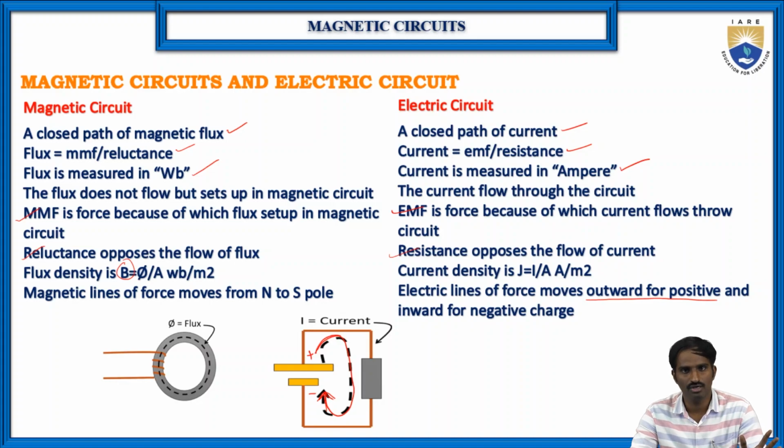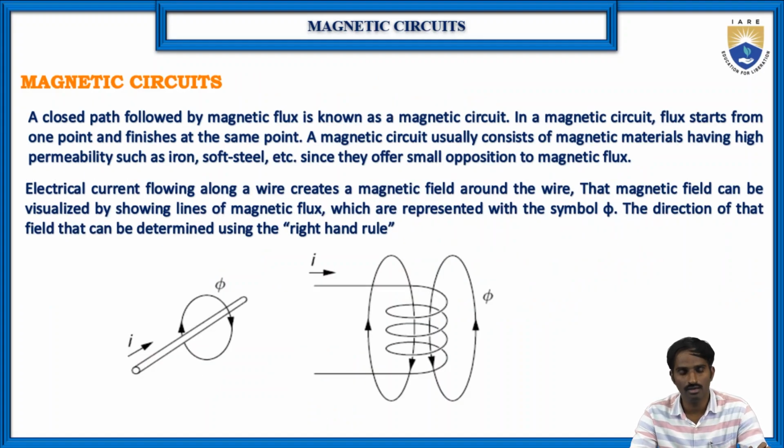So now we have got a basic idea of the properties of the magnetic circuits and the properties of the electrical circuits, and some key points related to the magnetic circuits and the key points related to the electrical circuits. So then some more in detail about the magnetic circuits.